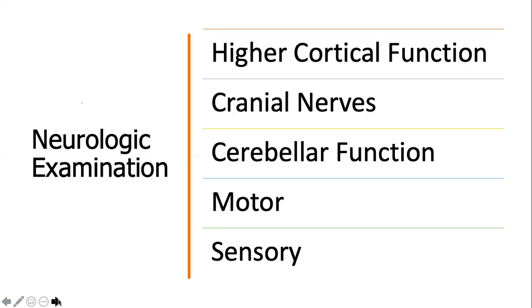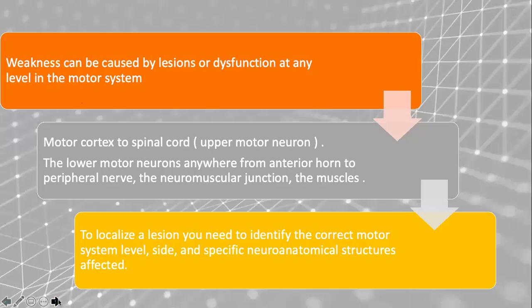So when I do higher cortical function, I'm assessing the cortex. I do the cranial nerves, usually assessing more the brainstem, cerebellar for the cerebellum, motor and sensory. It will assess different neuroaxes starting from the cortex down to the muscle. Usually when I have a weakness, it could be a lesion anywhere in the neuroaxis.